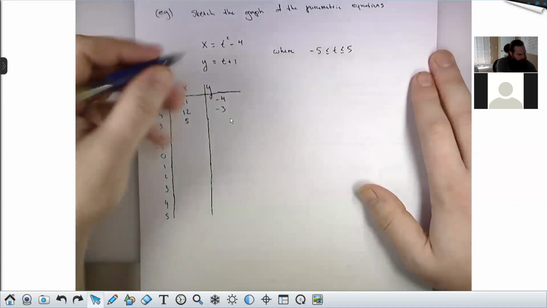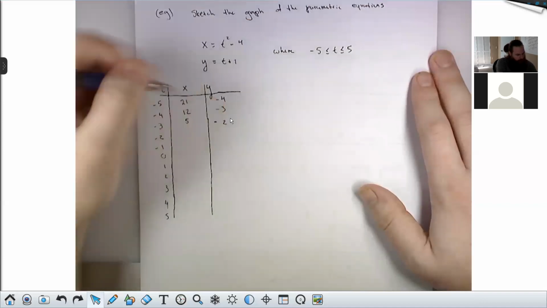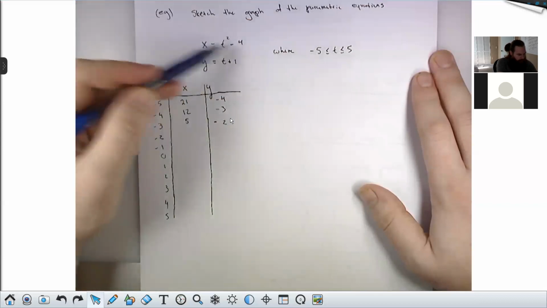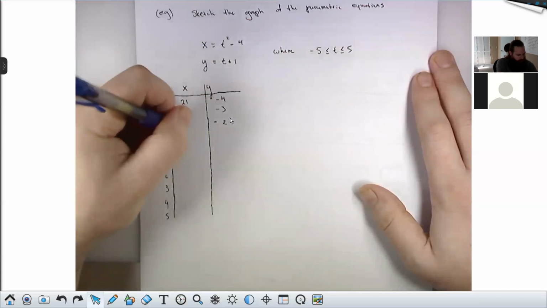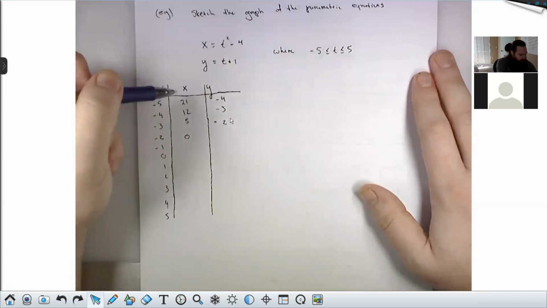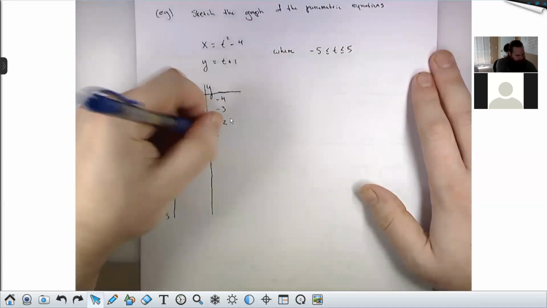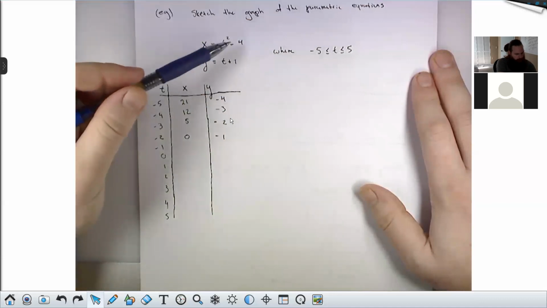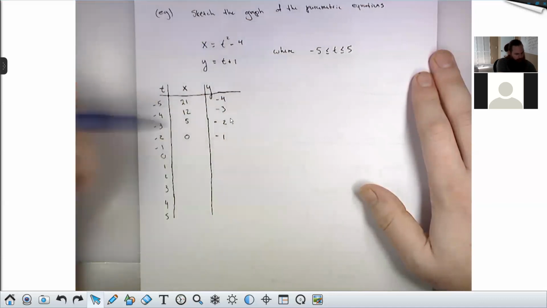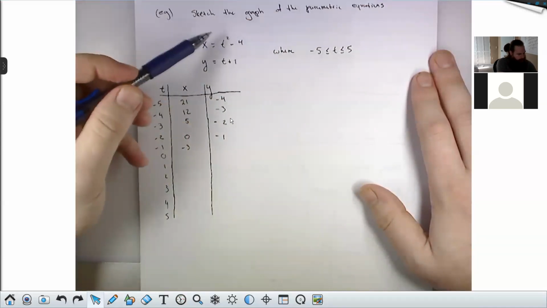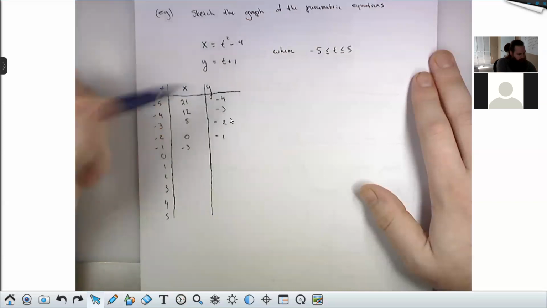And -3 plus 1 is -2. If I plug in -2 for t, then this will be 0, right? I'll have -2 squared, which is 4, minus 4 is 0. And -2 plus 1 is -1. If I plugged in -1 for t, I would get -1 squared minus 4, which is -3. And then down here, I would have -1 plus 1, which is 0.